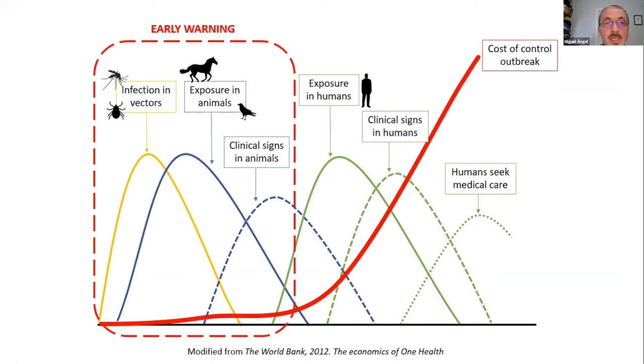Early warning can be established in the animal side of the One Health approach, yeah? In the animal component, either in vectors, if the disease is transmitted by vectors, or in the animals, if it's a zoonosis without vectors. But you can see that if you establish a good monitoring of the virus presence in these hosts or vectors, you can save time and costs in the control.